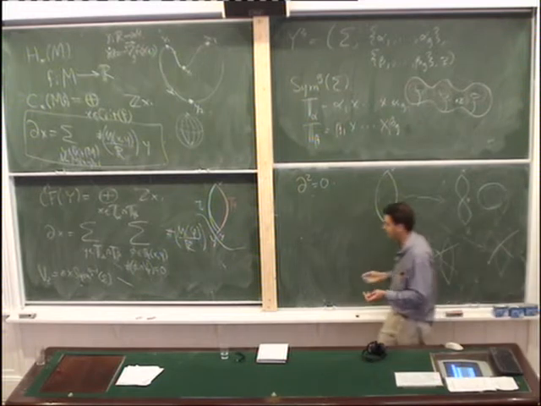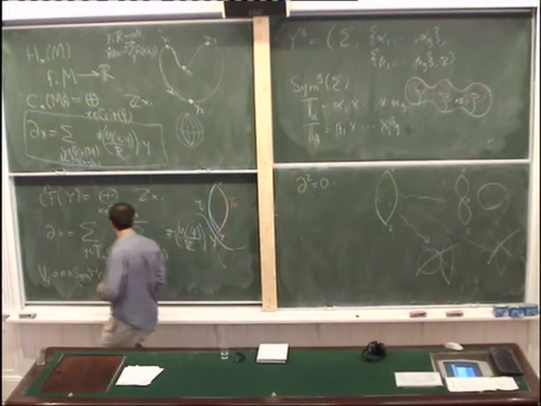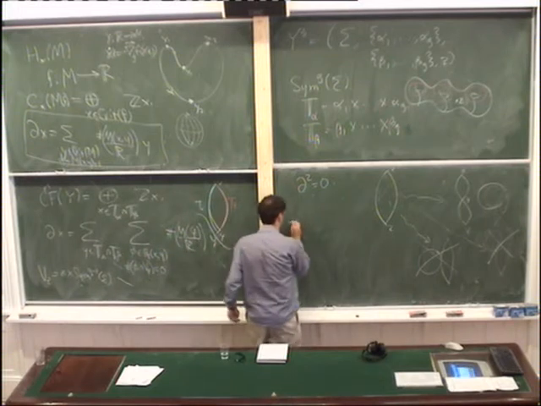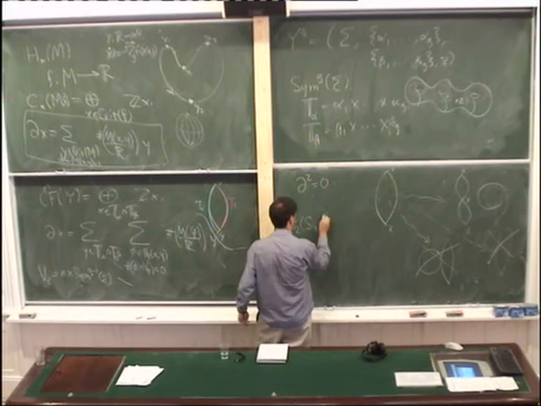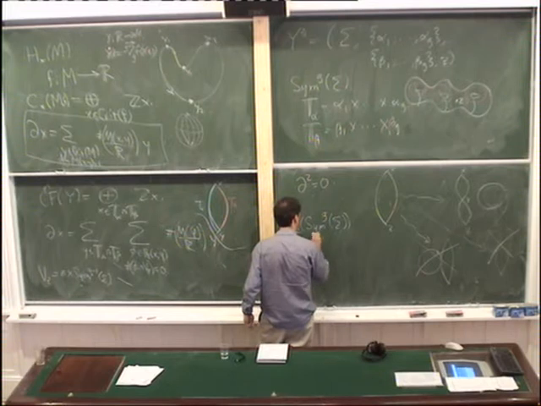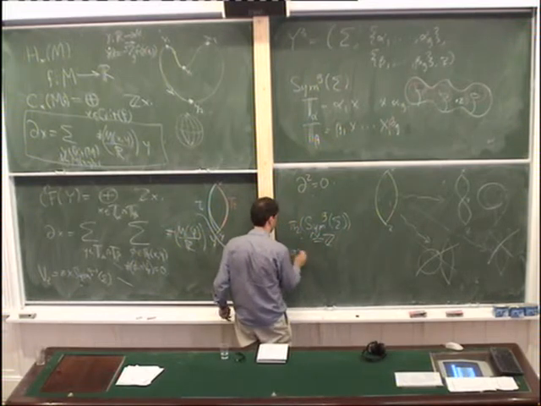And now there's a calculation that you can make, which is that pi 2 of the g-fold symmetric product is always isomorphic to Z, at least if g is bigger than 2.